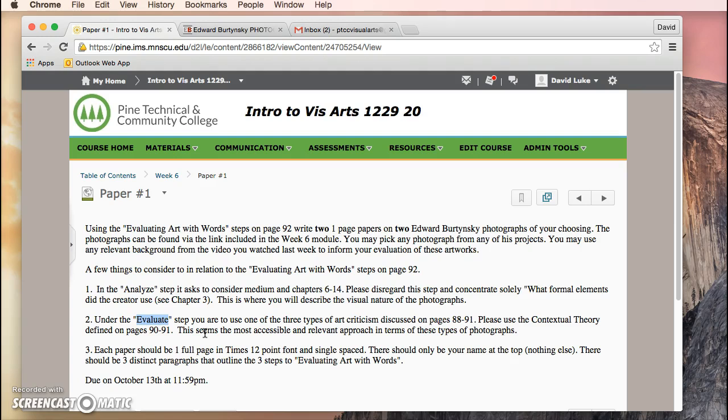Is it moving your feelings? Is it challenging? Definitely a lot of Edward Burtynsky's photographs are challenging. So please keep that in mind. I'm going to review this one last time. 2 papers, each 1 full page. Each paper should contain 3 paragraphs that coincide with the 3 steps of evaluating art with words on page 92.